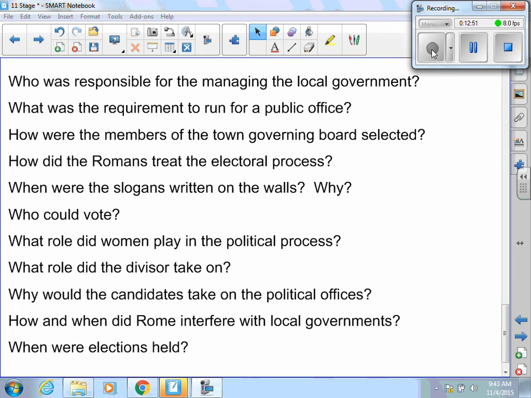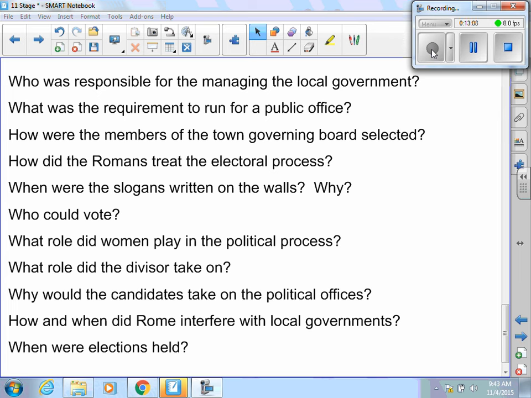How and when did the Romans interfere with the local governments? The only time that the central government in Rome would interfere with local politics was if the people could not handle the matters themselves. When were elections held? They were held in March.